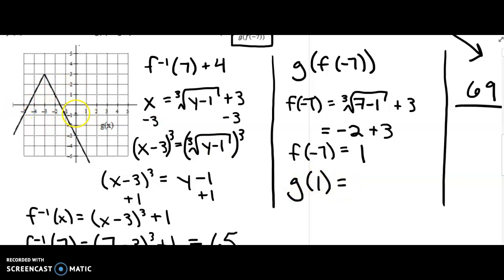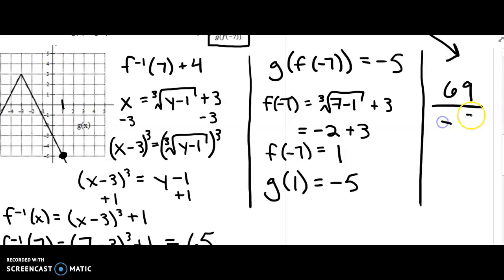G was given to me as a graph, so I'm looking at an x value of 1, because 1 is my x value. Where is my function defined? It's defined down here at negative 5. So g of f of negative 7 is equal to negative 5. That is going in the bottom part of my fraction, and that is going to be my final answer. In this case, we can't simplify it at all, but I would even accept an unsimplified answer if you chose to give me that.